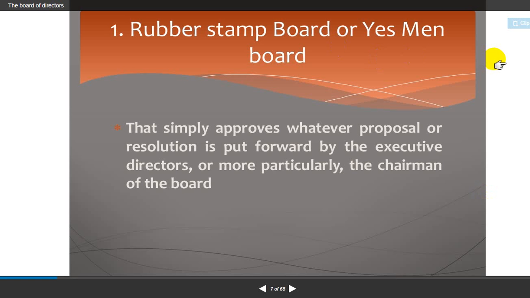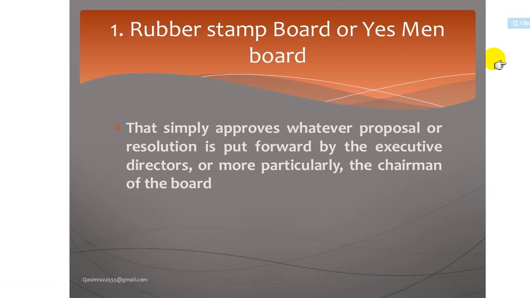Now, as we say, a rubber stamp board or yes-man board simply approves whatever proposal or resolution is put forward by the executive directors, and more particularly the chairman of the board. Whatever proposal or resolution the executive directors put forward to the board of directors, they directly approve it. They didn't check anything. So it's a rubber stamp, just for putting a stamp, just for a signature.